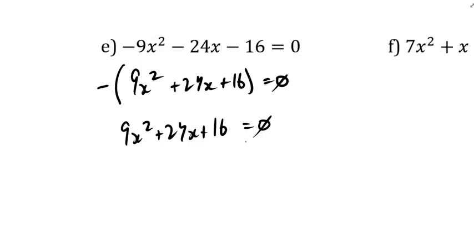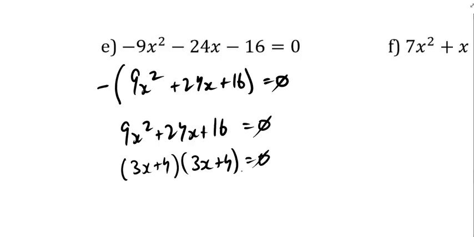Now it's just a complex trinomial to factor. But do you notice anything special about it? Yes, Jaden. It's a perfect square trinomial. How do you know that? Square root of 9 is 3. Square root of 16 is 4. 3 times 4 is 12, times 2 is 24. So it's a perfect square trinomial. That means it's 3x plus 4 squared, or 3x plus 4 times 3x plus 4.